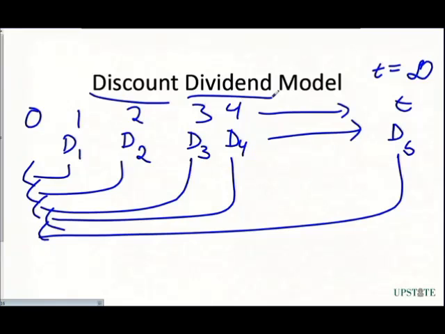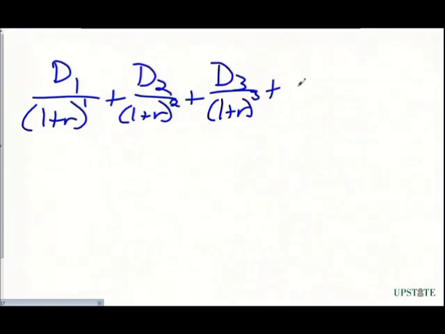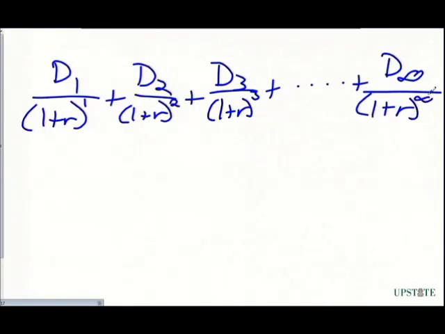We're taking a very simple model based off of our time value of money formula, which has the same form we've done every one of these times. We have D1, which we're going to discount back by that rate to the first power. We have D2 that we discount back 2 periods, D3 that we discount back 3 periods. Then we go out to infinity, essentially, with 1 plus r to the infinite power.